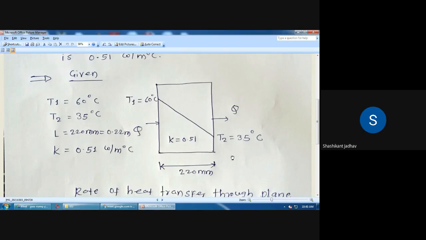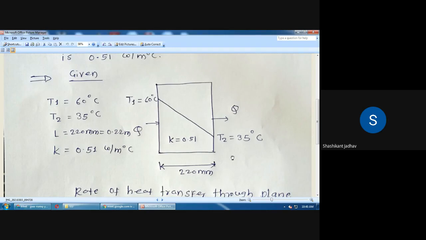Okay, so what is our standard equation? Q is equal to K into A into T1 minus T2 by L. So we have to calculate Q by A, so we have to take the area to the left hand side. So Q by A is equal to what is the remaining equation at the right hand side? That is K into T1 minus T2 divided by L. So K value is given 0.51, T1 60 minus T2 35 divided by L, that is 0.22, and find out the answer for the capital Q by A.